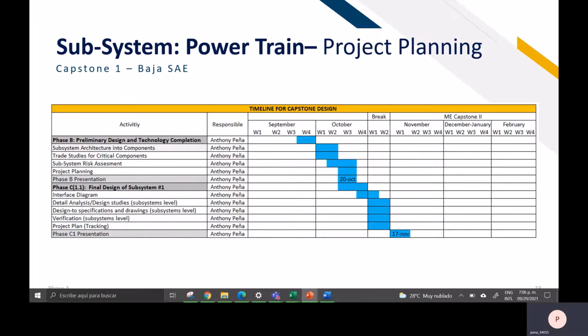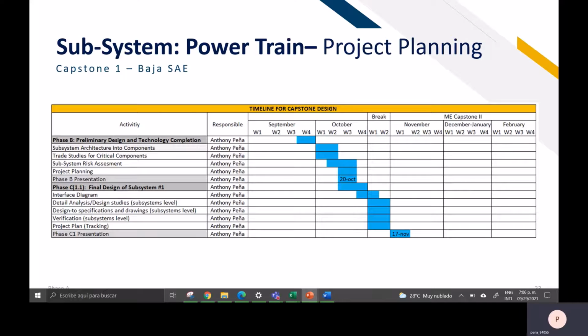The powertrain planning in phase B is this. For phase C, C1.1, the interface diagram is in week 3. I'm working on this. Detailed analysis is in week 3 and week 4.